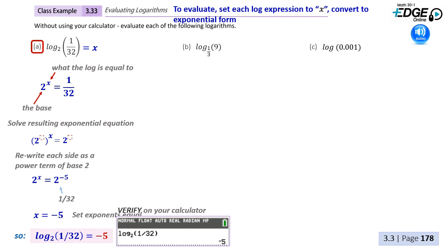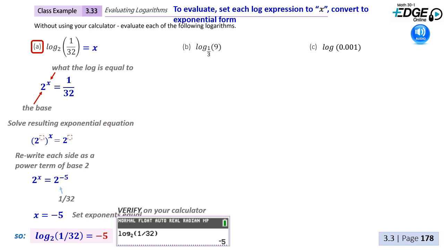Because we're given an expression, there isn't really a need to write this as an equation equal to x. You could just say, I know that the exponent that goes on 2 to make 32 is 5, and so to make 1 over 32 is negative 5.